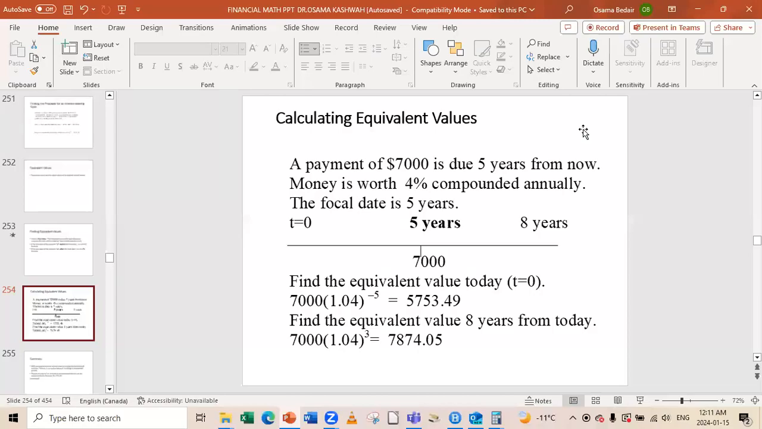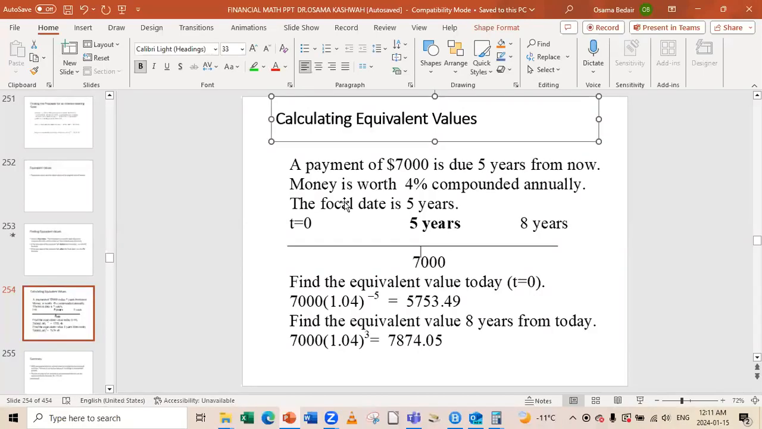We are here to explain now the meaning of the word focal date, and how to calculate the equivalent date or the equivalent values. Equivalent values means a future value or a present value as well. As an example, it will be shown to you right now, and you will understand it very quickly.